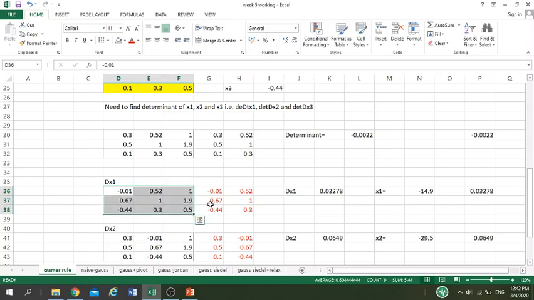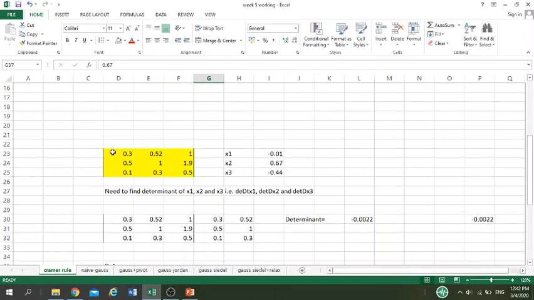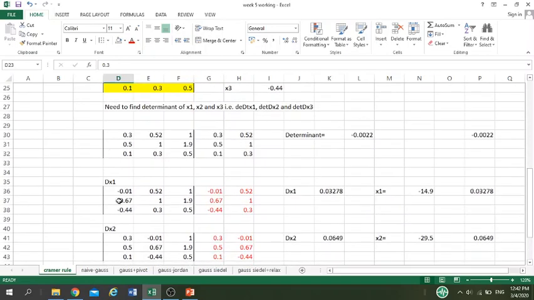So repeat the first procedure that we just did to find the determinant of this matrix in yellow. We take the first two columns of this x1 matrix and put them next to the original matrix, and then we do the multiplication and the summation that we did just now.